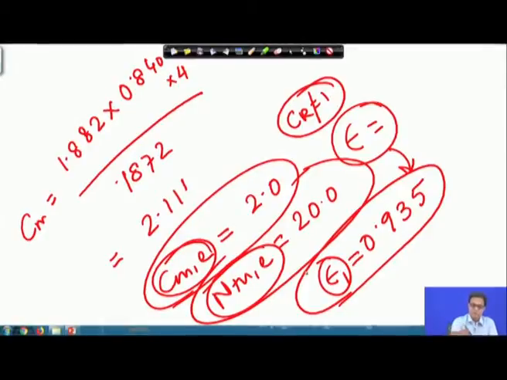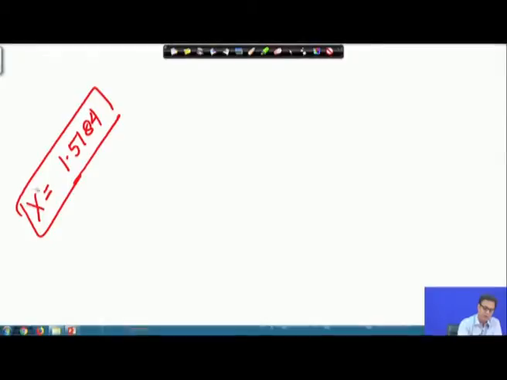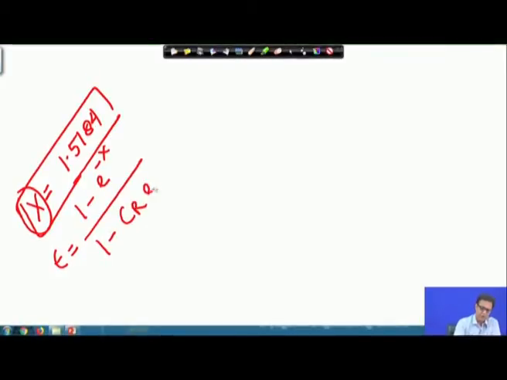As we have said earlier, based on this value we will be calculating the parameter x, and that parameter x comes out to be 1.5184. You have already been told about the expression of x, and from there if we now put in the value, the corresponding epsilon would be 1 minus e to the power minus x divided by 1 minus CR into e to the power minus x.